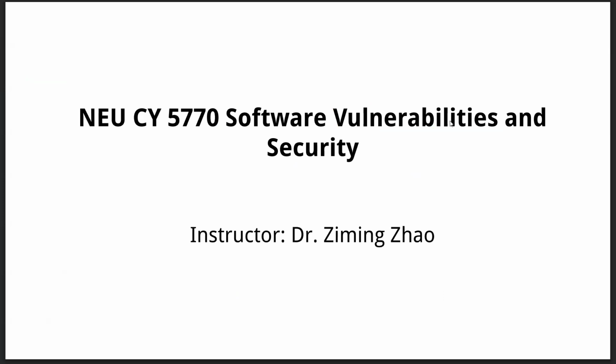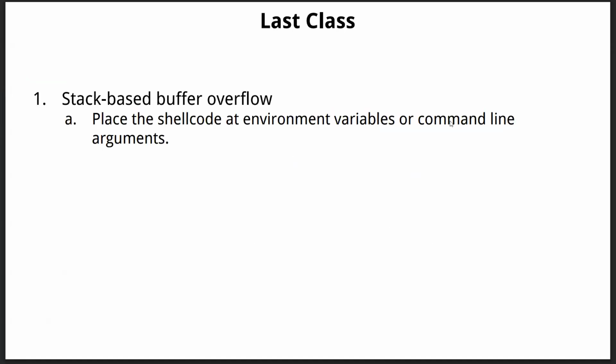Okay, we have a lot to discuss today. Last class we talked about how to inject shellcode in the address space. We talked about multiple approaches to do that. You can put that in an environment variable, you can put shellcode in a binary argument, or you can put it in other places on the stack, depending on the vulnerability of the code.